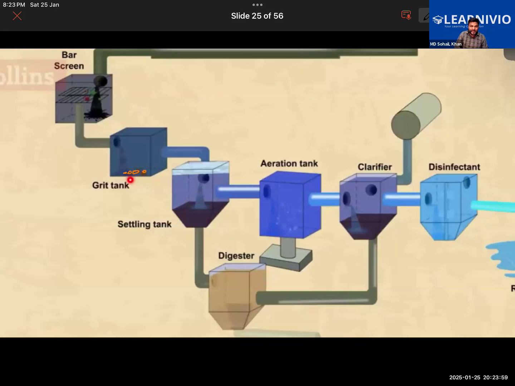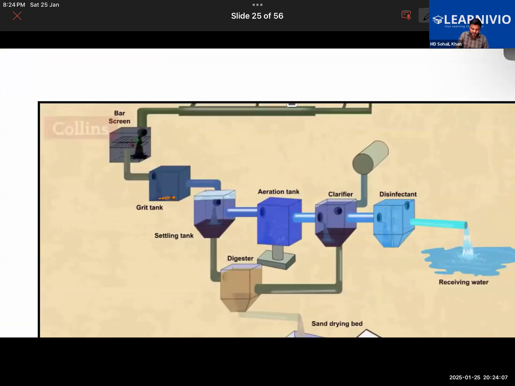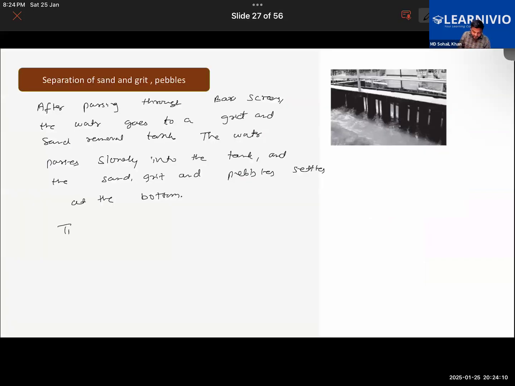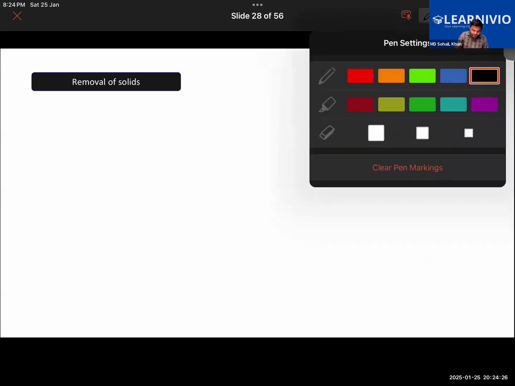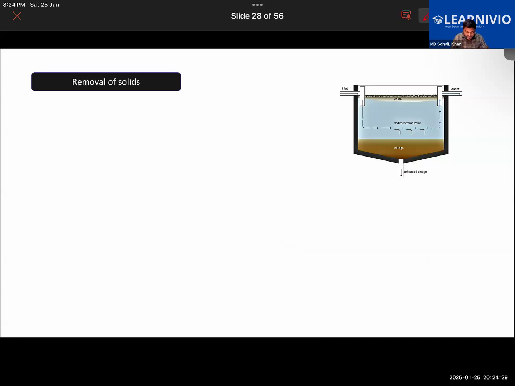So regularly, from time to time, this grit, sand, and pebbles that is depositing at the bottom will be separated. Getting it now? So from time to time, sand, grit, and pebbles are removed. Otherwise, the tank will be filled and it will lead to some problem. So far we had only been learning about the physical treatment. That was the physical treatment.